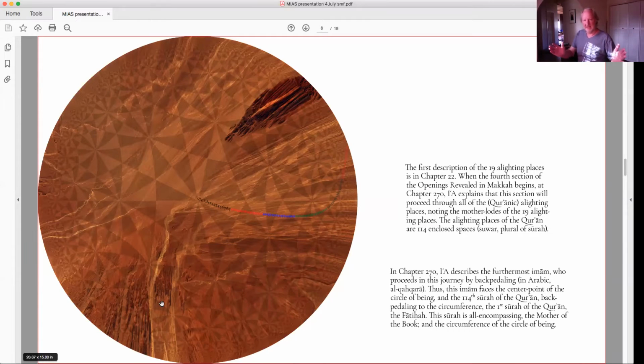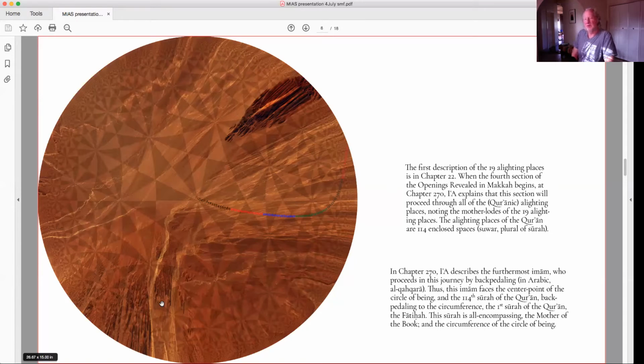So now we look at the 6 sections of the Futuhat, and we're looking at the 4th section, the opening, and so this 4th section is these alighting places. And in chapter 270, he's going to explain that he'll use this section to move through all of the alighting places of the Quran. So the 114 chapters in the Futuhat will match the 114 suras, chapters of the Quran. And he'll be noting along the way where these 19 special alighting places are.